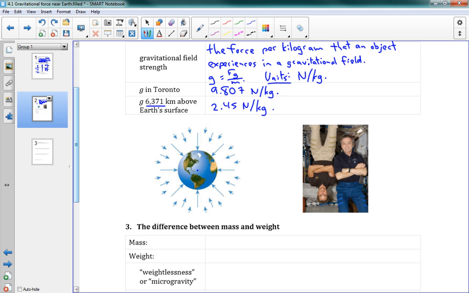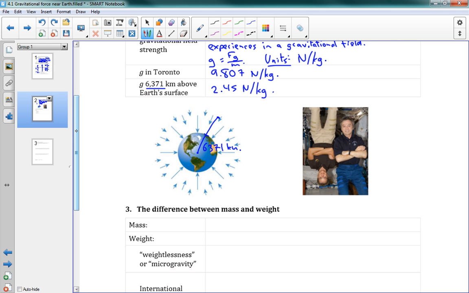So if I go from the center of Earth out to the outside, that is 6,371 kilometers. And what I'm saying is if you go that same distance again above the Earth, well, g becomes much smaller, 2.45 newtons per kilogram. So that shows you that the further you get away from Earth, the more it sort of drops off. And it drops off actually with the square of that distance. Okay. That's gravitational field strength.